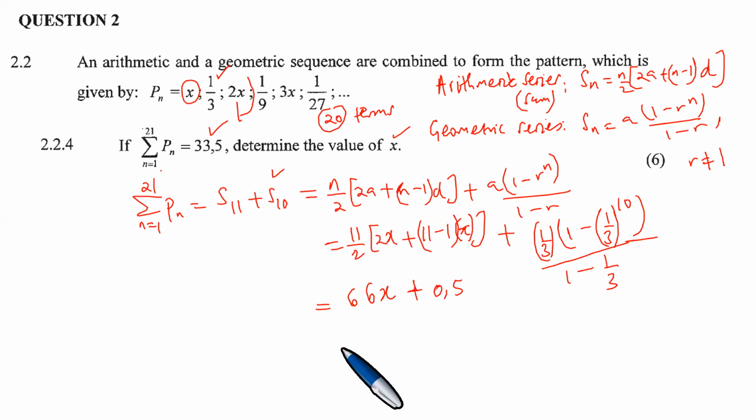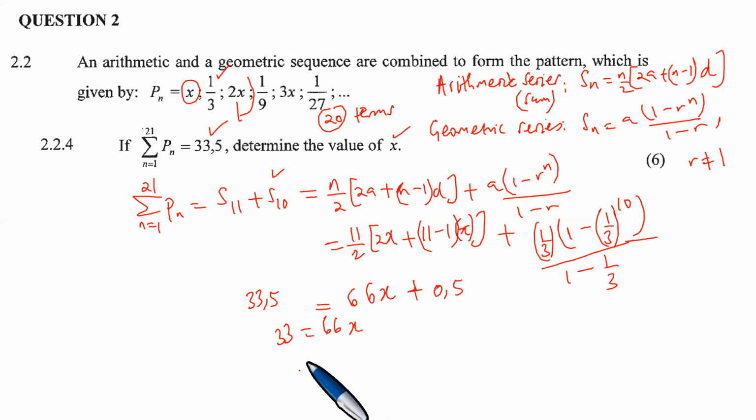So if the answer is 33.5. Okay. So 33.5 minus 0.5, what do you get? 33.5 minus 0.5, we're getting 33.